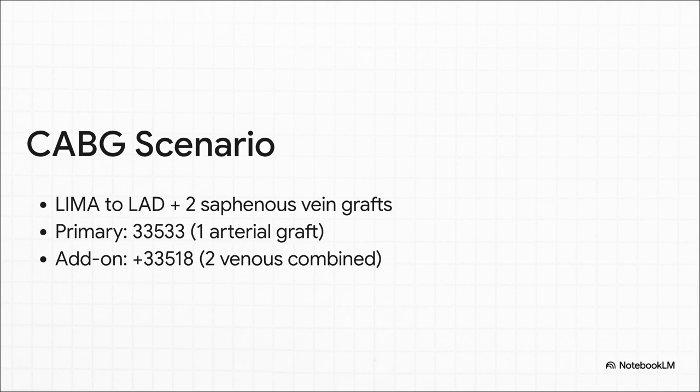Let's break down a classic exam scenario. The surgeon performs a CABG using the internal mammary artery, which is an arterial graft, to the LAD. And they also use two saphenous vein grafts. Because they used an arterial graft, your primary base code is going to be 33533 for that one arterial graft. Then, because those venous grafts were done in combination with the arterial graft, you stack on the venous add-on code. That's going to be plus 33518, which covers those two venous grafts combined.